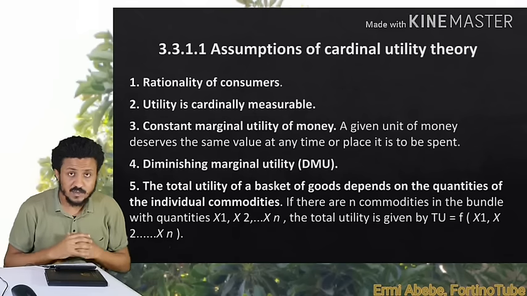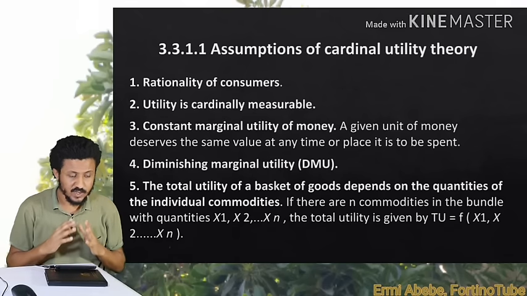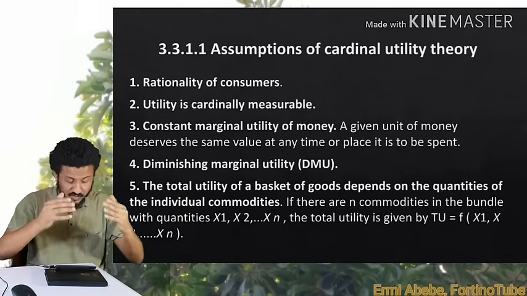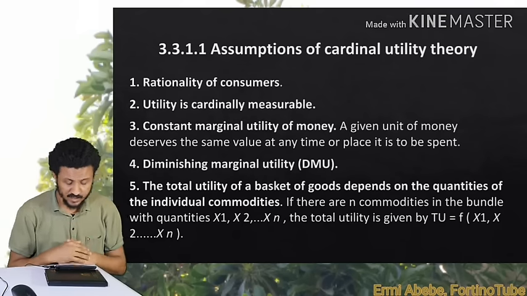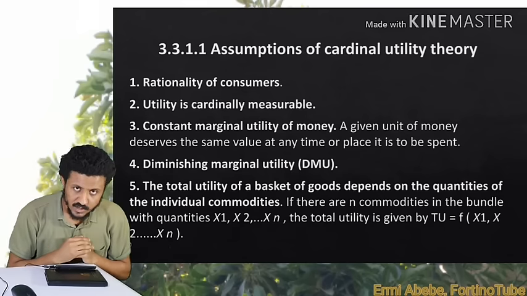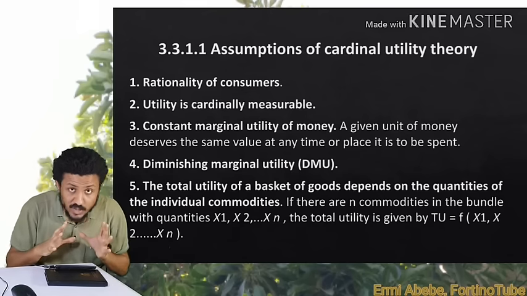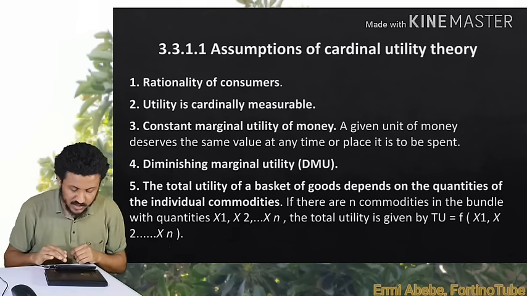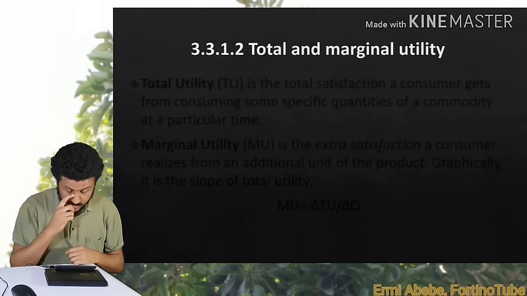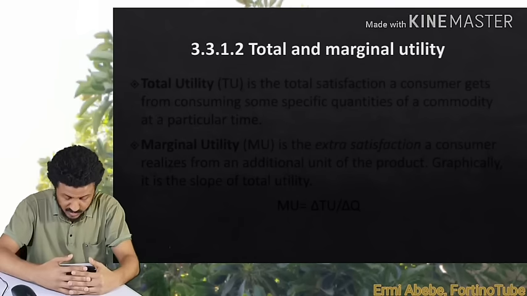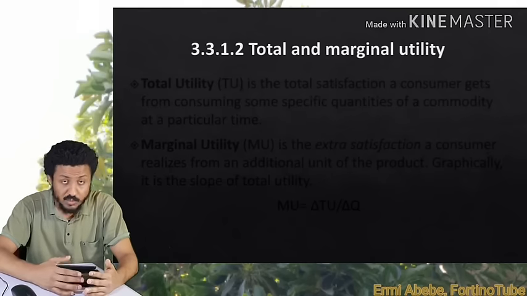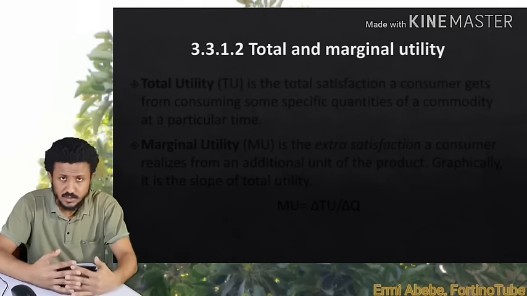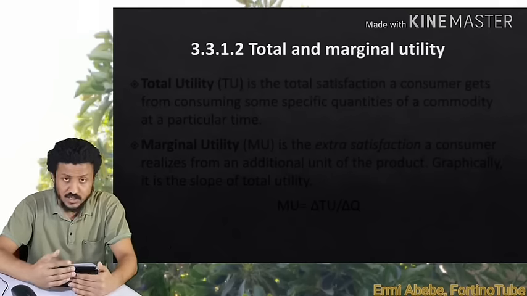Okay, these are the basic assumptions that we have to fulfill, or that we have to agree upon, before passing to the discussion of cardinal utility theory. Okay, now if we agree on this, we can begin the discussion of cardinal utility theory. We go to the major concept, total and marginal utility.